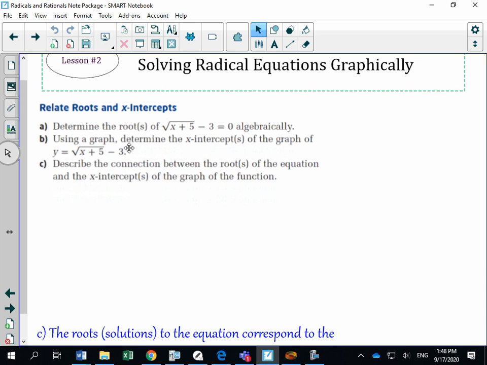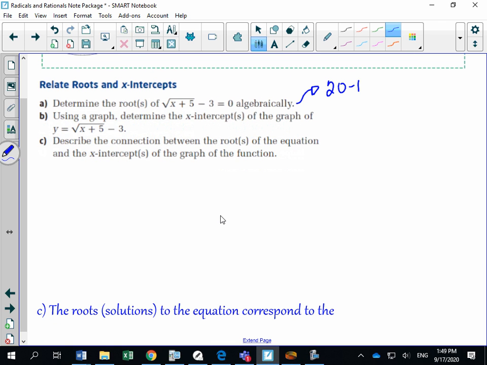So for this question here, it says, determine the roots of this equation algebraically. And for part A, when they say algebraically, they are referring to what you learned in Math 20-1. So we'll do a quick review of what you learned in 20-1 Math. So let's take our radical. So our radical is going to be root x plus 5 minus 3 is equal to 0.